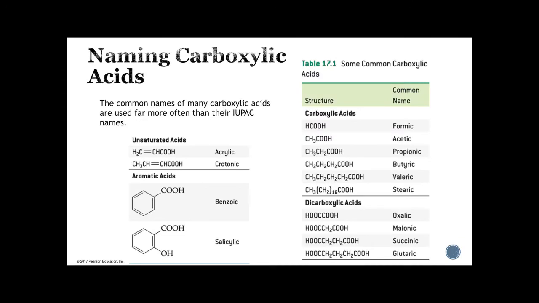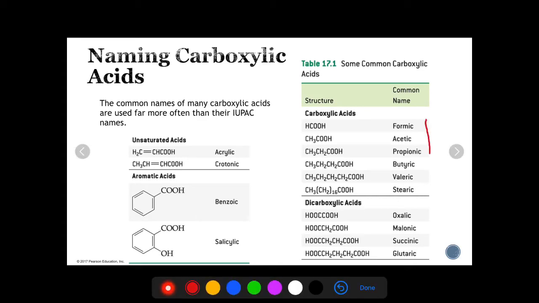Okay, so the common names of carboxylic acids are used, and this is the list of them from your book in table 1. So we have just the simple ones here on the right. I'm going to show you these here in just a minute. And then we have some unsaturated and aromatic acids over here that we'll be using. And then the dicarboxylic acids, which I'm going to talk about in just a second. So these are just the common names of those instead of the IUPAC.